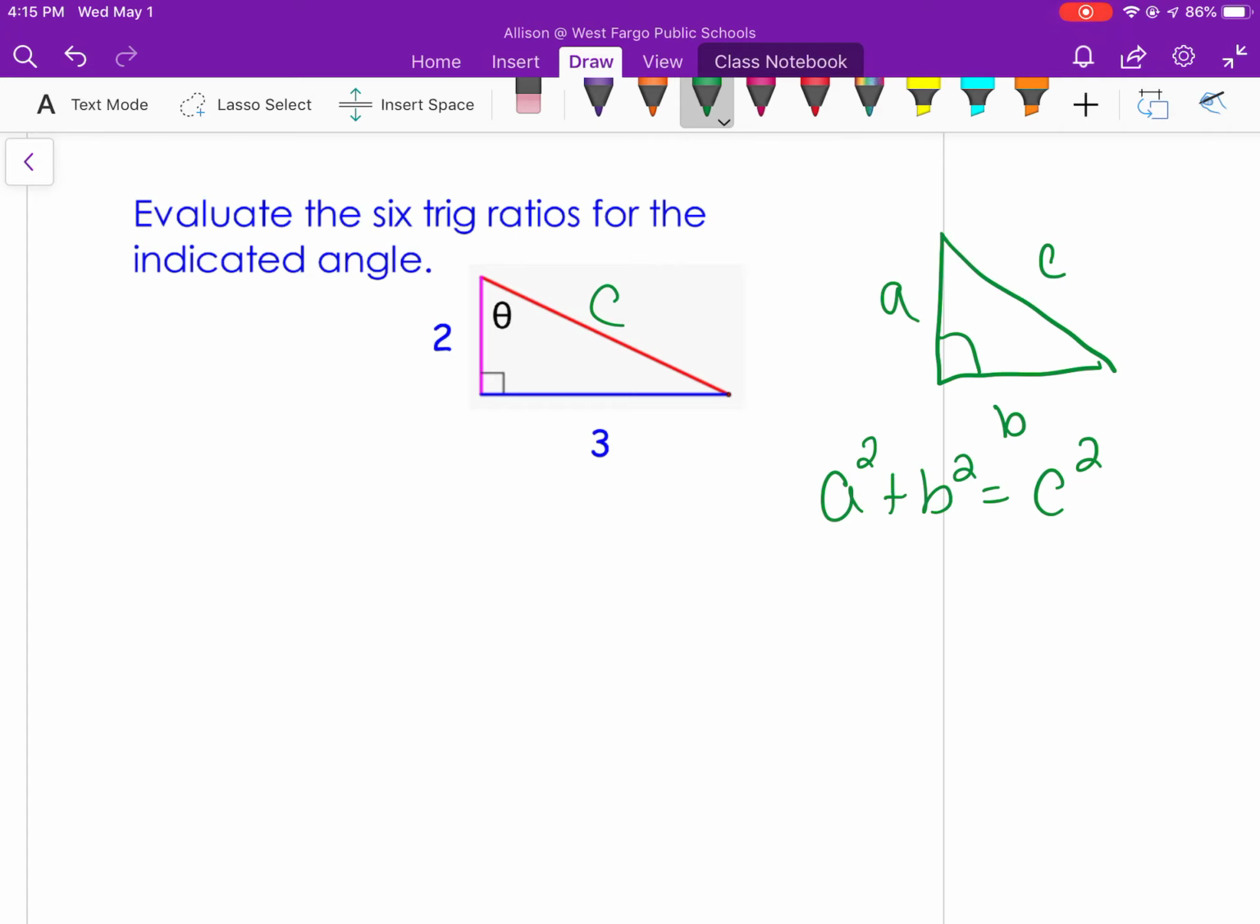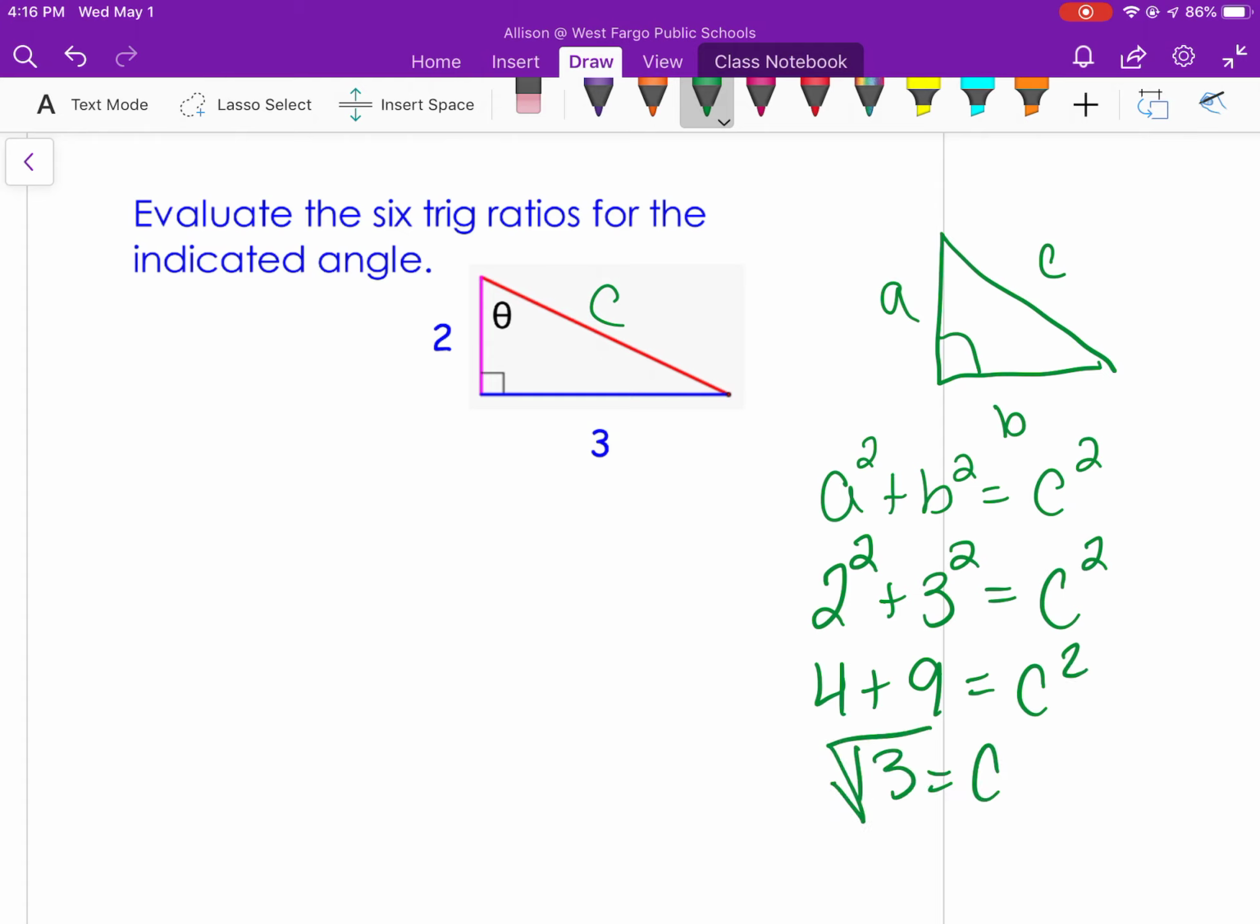So I can solve for c by saying that a is 2 and b is 3. So 2 squared is 4, 3 squared is 9. That'd be 13. So c equals the square root of 13 because you'd square root both sides. And then it's the same example basically that we just did. This would be the side across is opposite, the side next to is adjacent, and this is hypotenuse.